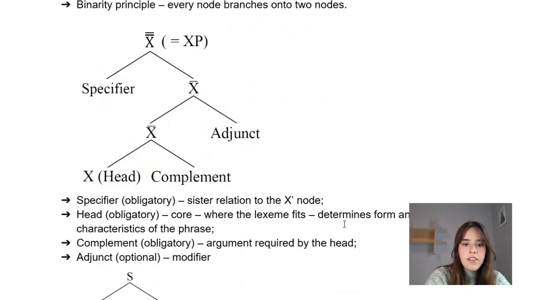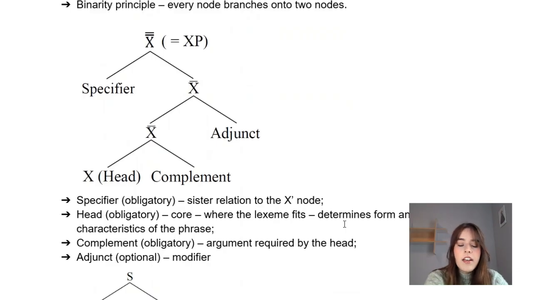So in a sentence, the specifier is an obligatory category that has a sister relation to the X-bar node. The head is an obligatory category, which is the core of the phrase, where the lexeme fits, and it will determine the form and characteristics of the phrase. So in a DP, the X will be the D, and on the X part, where you will see head, you have the noun. In a VP, the X will be a V, and on the head, you have the verb.